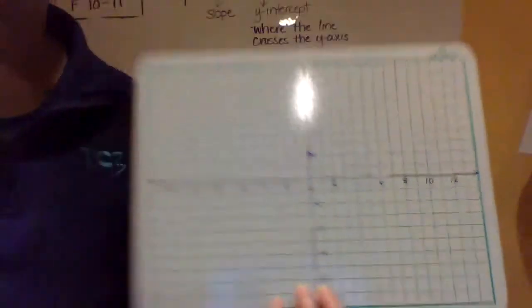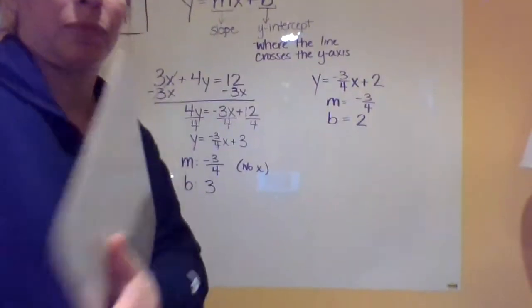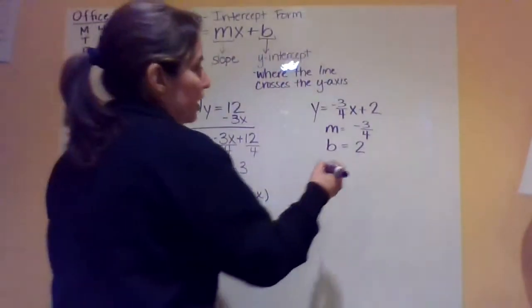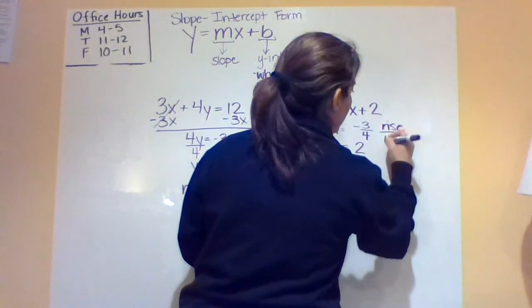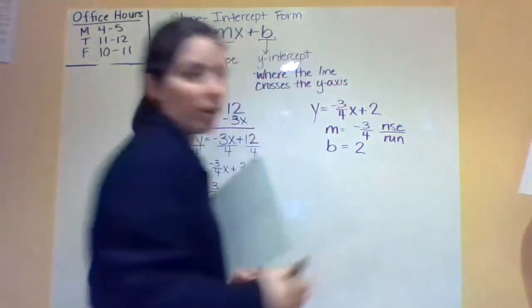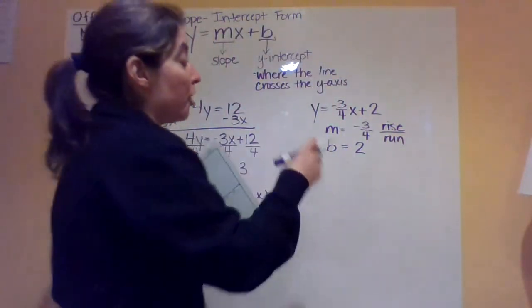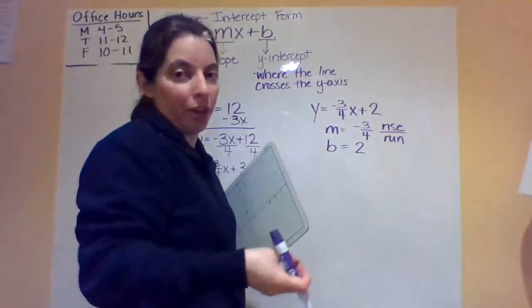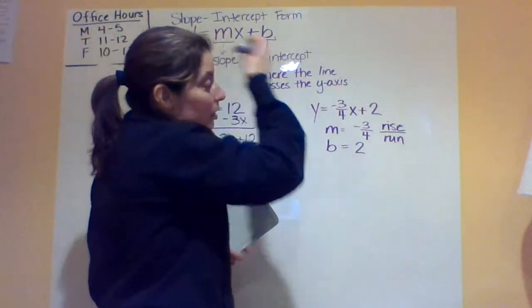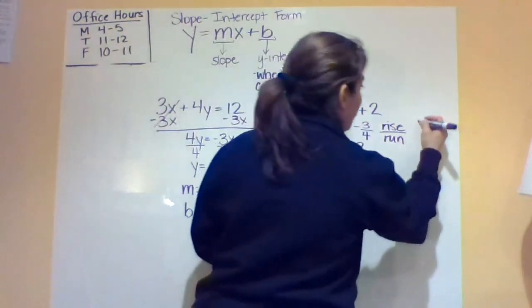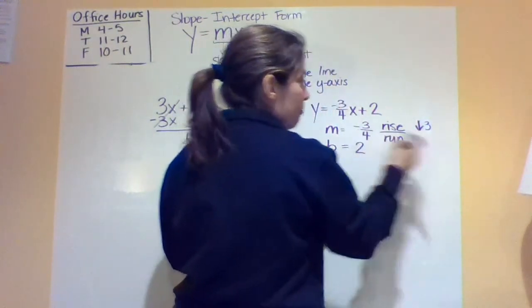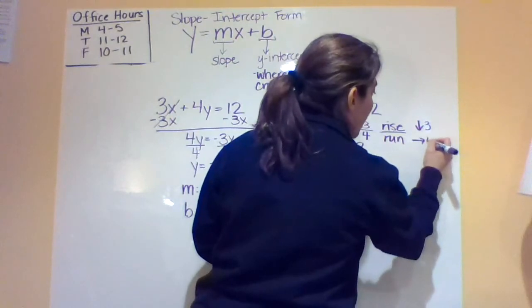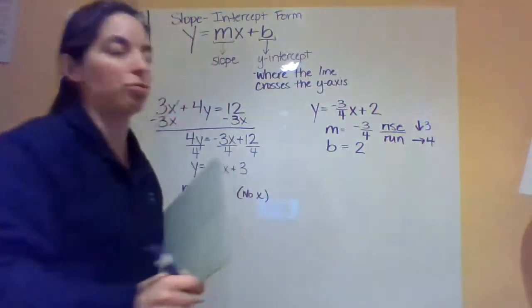Then, if you look at what our slope is for a second here, negative 3/4. I still write rise over run next to it myself. Makes it a little easier for me. Put the negative with one or the other. I always put it on the top. So a rise of negative 3 means we're going to go down 3. And then a run of positive 4, positive goes to the right, means I'm going to go right 4.